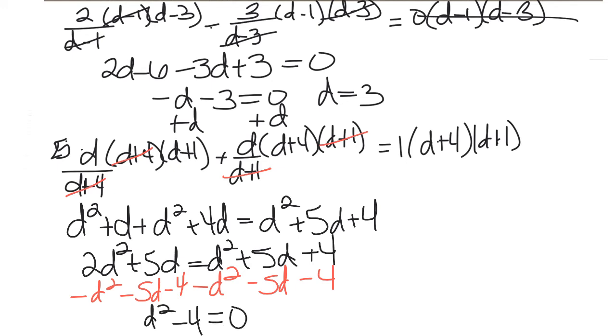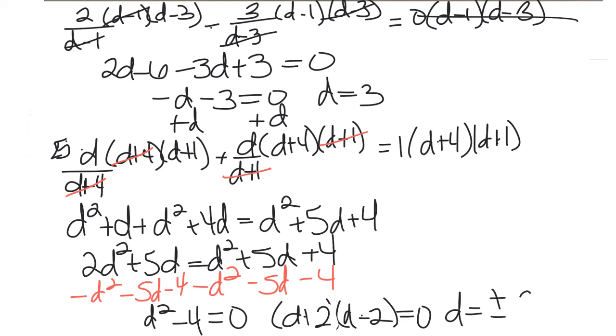Remember that when we're solving a squared problem, it should give us two answers. So this factors to d plus 2, d minus 2, and when I solve that I get d equals plus or minus 2. And then you have to go back and check for extraneous.